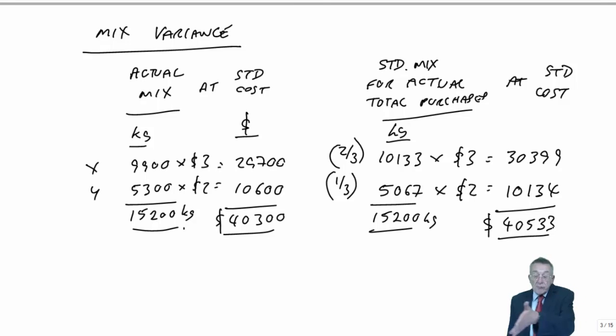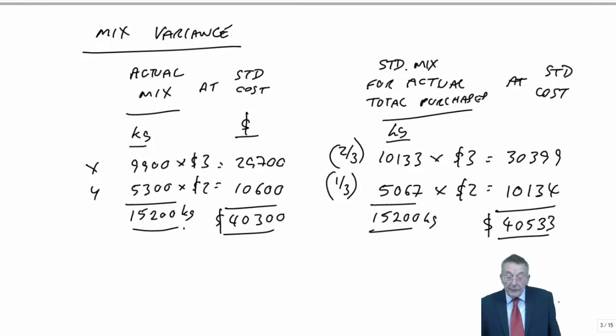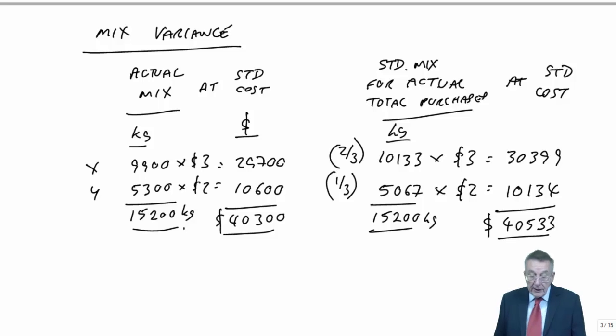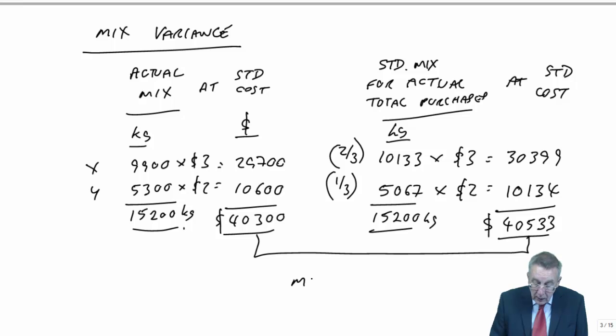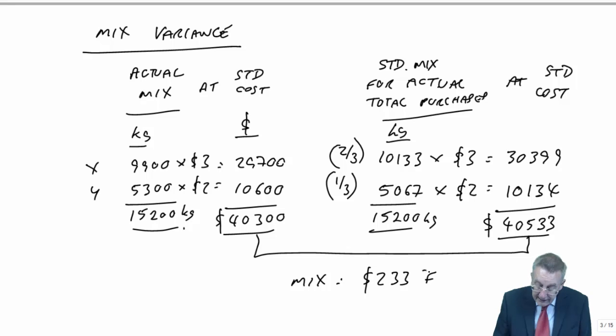So what's happened? If we mixed the right way, those kilos would have cost us 40,533. We mixed it differently, and it actually only cost us 40,300. So it saved us money. Our mix variance, the difference, 233 favourable.